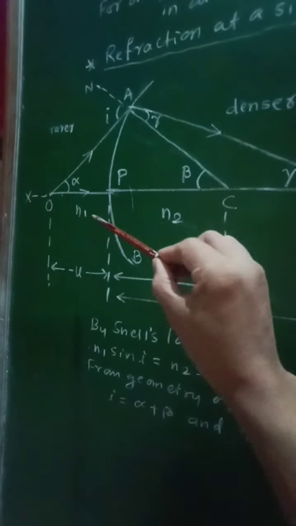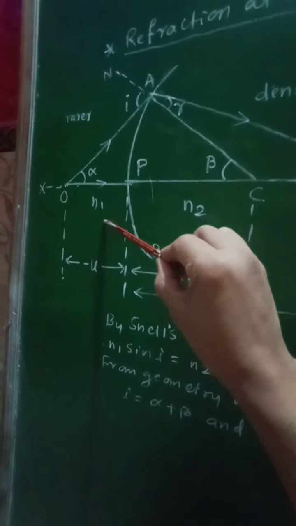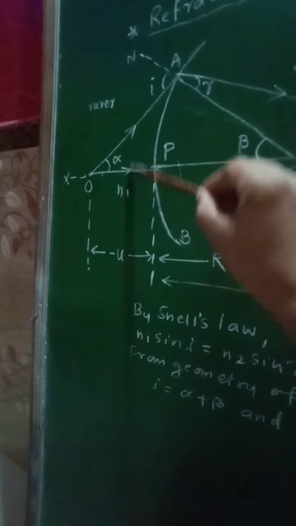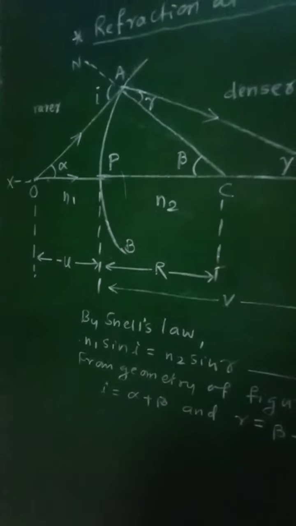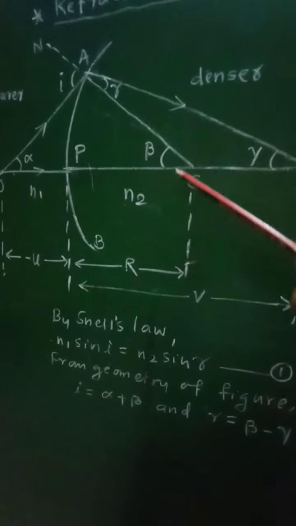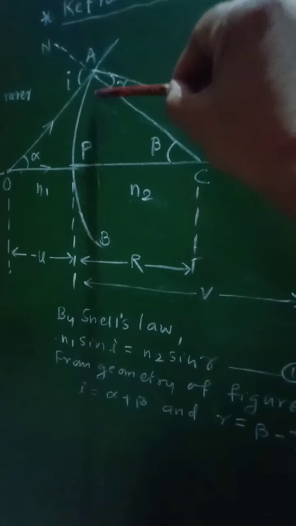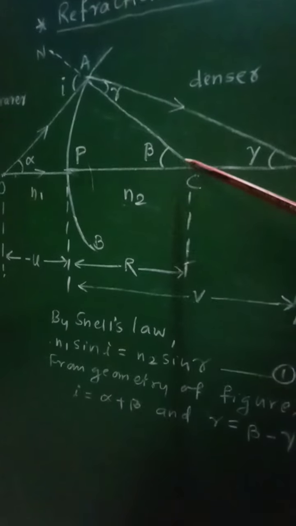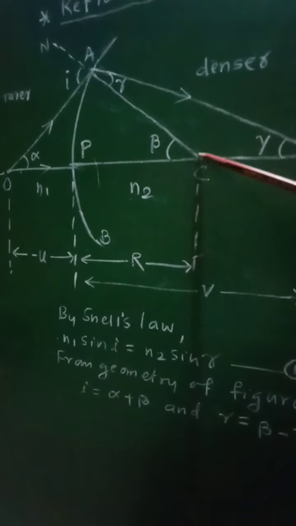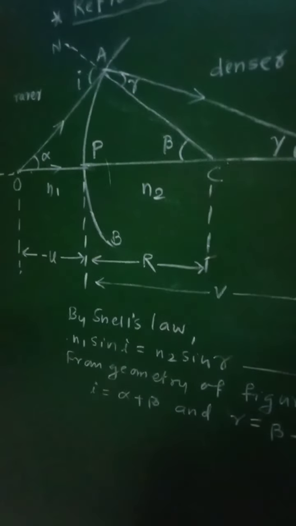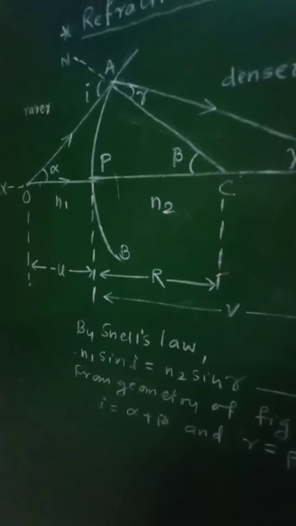Now here n1 will be less than n2, that is, this will act as the rarer medium and this will act as the denser medium. So towards the right of this surface the whole medium will be the denser medium, and towards the left the whole medium will be the rarer medium. Now C is the center of curvature of this spherical surface, that is AC will be the radius. If it is extended, that is CAN, then this CAN will be the normal to that surface APB at point A.